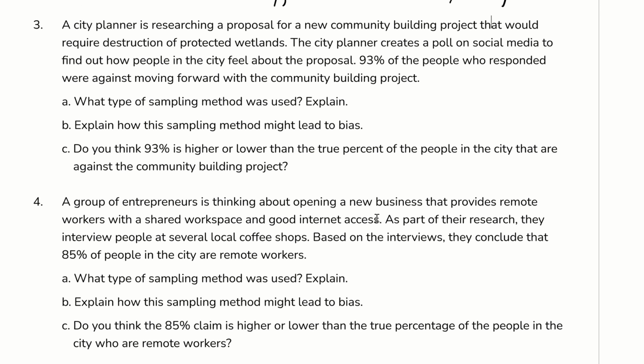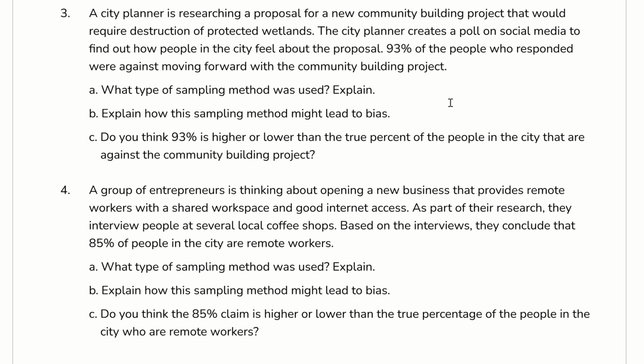All right, so number 3, a city planner is researching a proposal for a new community building project that would require destruction of protected wetlands. The city planner creates a poll on social media to find out how people in the city feel about the proposal. 93% of the people who responded were against moving forward with the community building project. What type of sampling method was used, and explain?